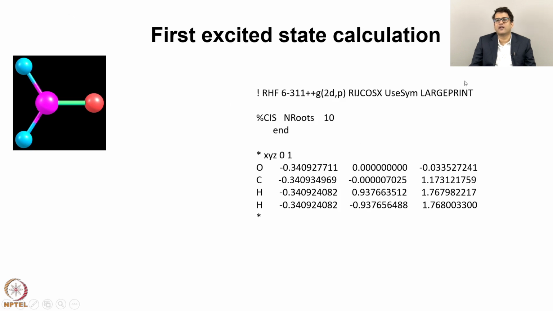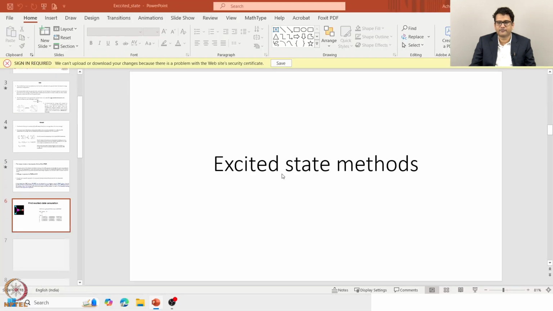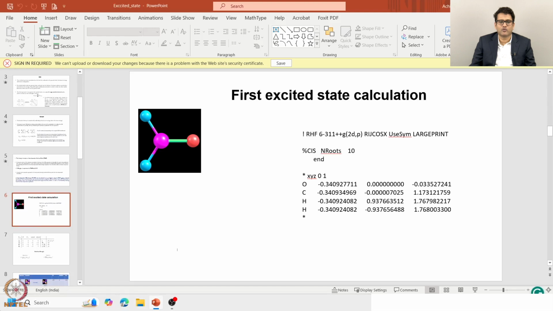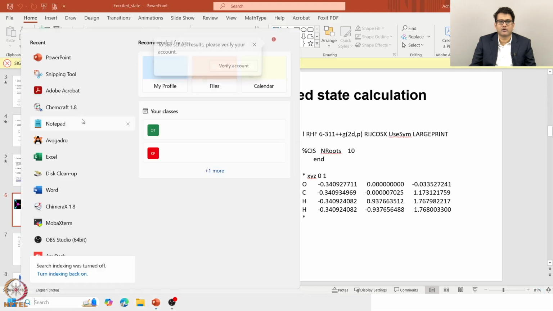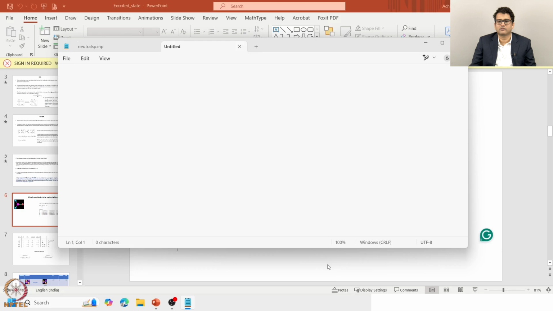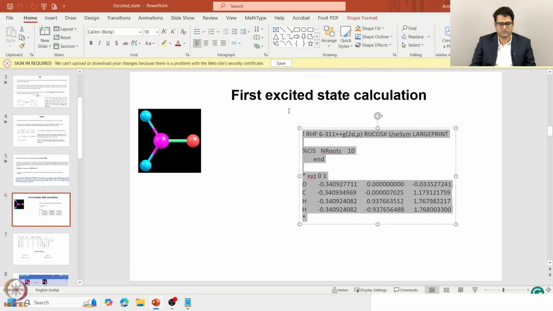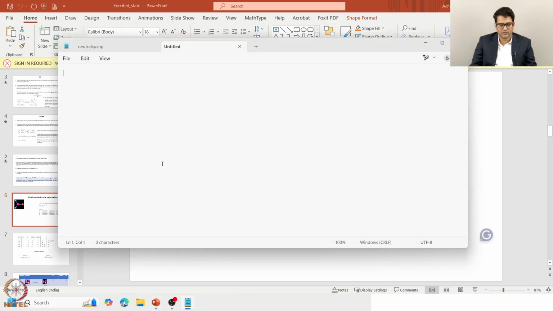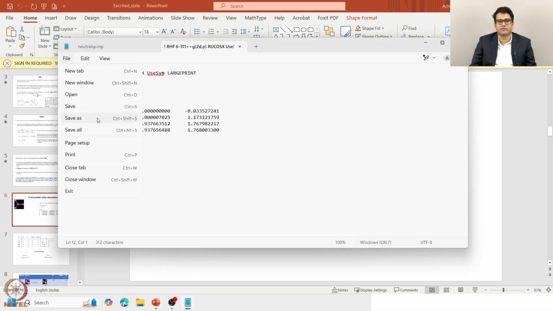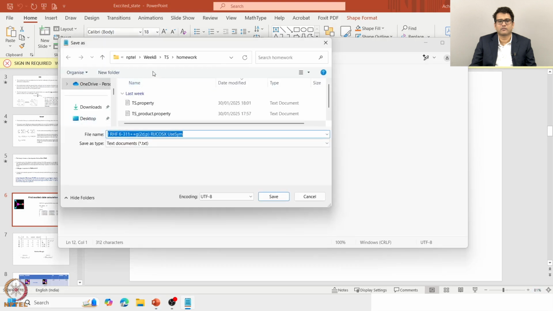So, you will be using the LargePrint keyword, and this geometry is not optimized; I have just prepared it using ChemCraft. Let me go to my notepad. I save it into week 10 and let me put it as H2CO.INP.